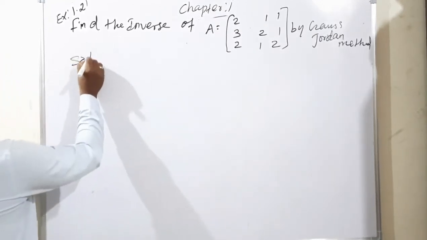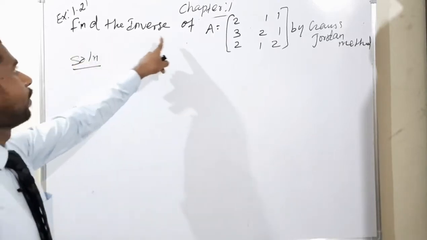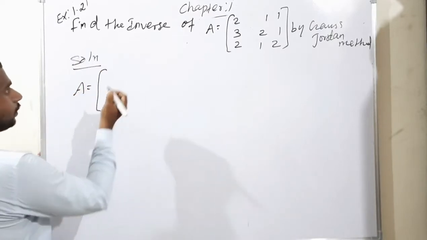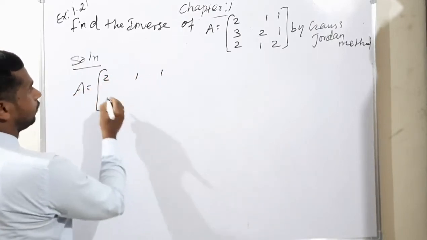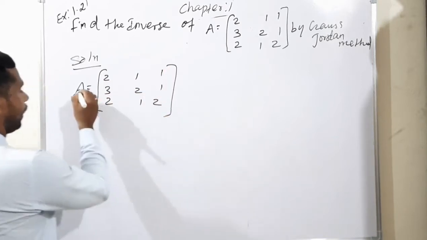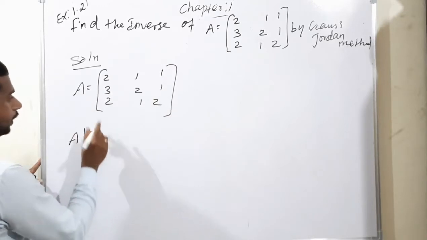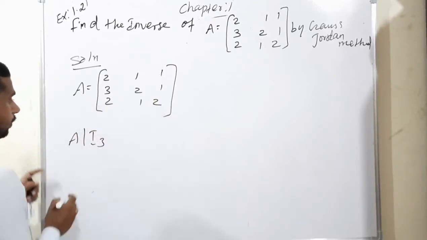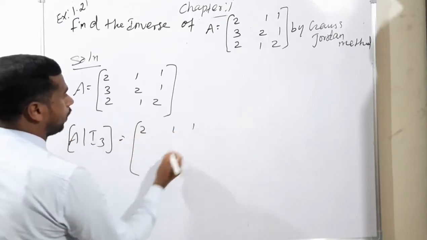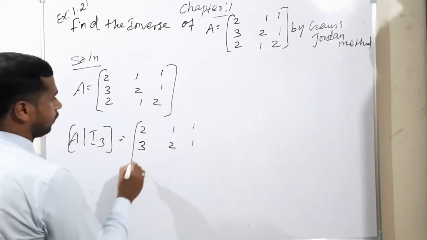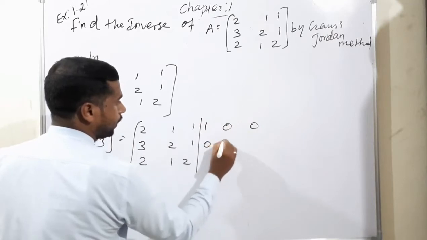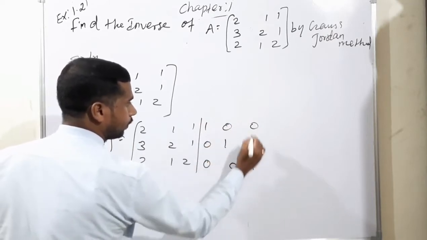So, solution. We need to find the inverse of A. Given A is a 3 into 3 matrix, 2 1 1, 3 2 1, 2 1 2. So the augmented matrix is compared with I3, because the given matrix is 3 into 3, isn't it? So I3 means 1 0 0, 0 1 0, 0 0 1.